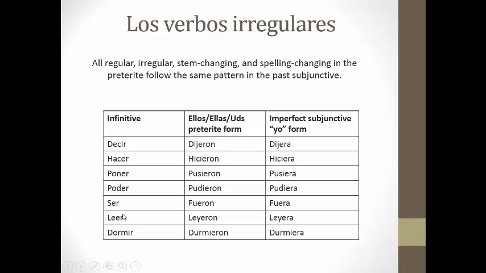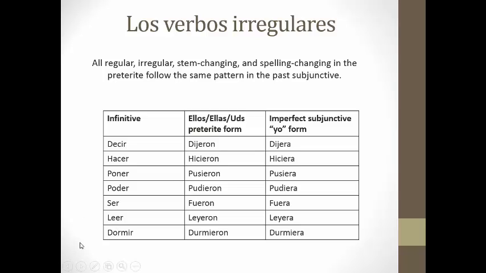All right, leer. Leer is a verb that in the preterite has a y in the stem. Okay, and that's to avoid the triphthong. So in the they form preterite, leer is leyeron. So when you drop off ron and add ra, your yo form is leyera. Okay, that's going to keep the same change all the way throughout. So it would be leyera, leyeras, leyera, leyéramos, leyeran.